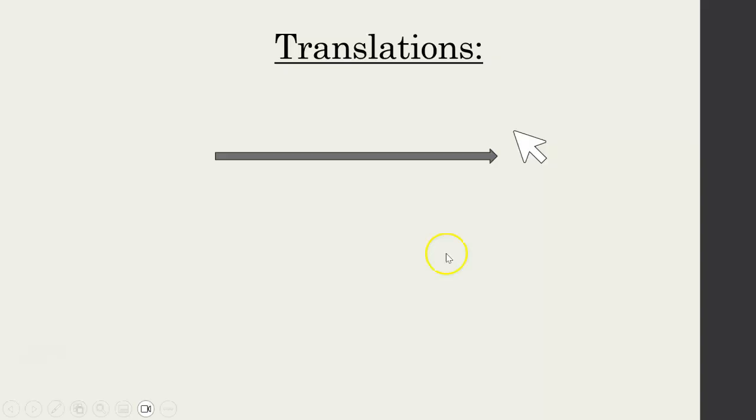So here's a bigger example of what I mean. These are multiple translations. You can see the arrow is moving like that. That's one translation. It started here, it moved over here, that's a translation.